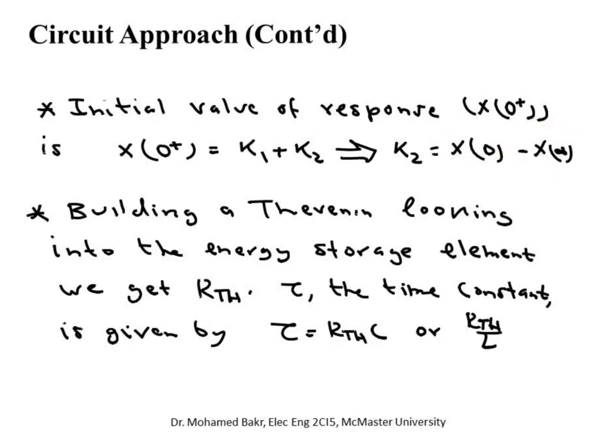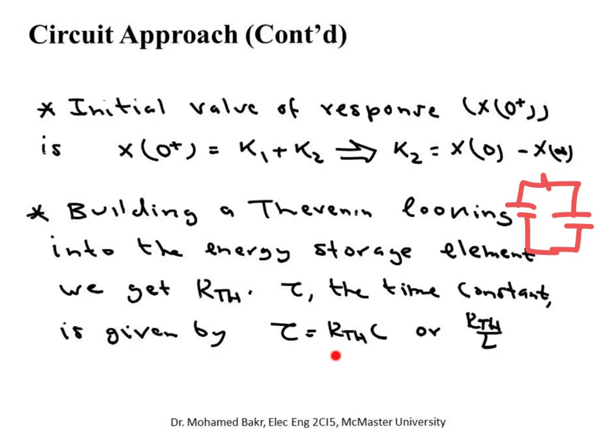Now, how do we find tau? Tau is a time constant. And we find it by building a Thevenin equivalent from the side of the element. For example, if you have a capacitor, I'm going to find the Thevenin equivalent looking into this capacitor, okay, from the capacitor side. So I found R Thevenin, this resistance here will be R Thevenin, and this one will be V Thevenin. So the charging time or discharging time constant will be equal to R Thevenin C, as we explained earlier.